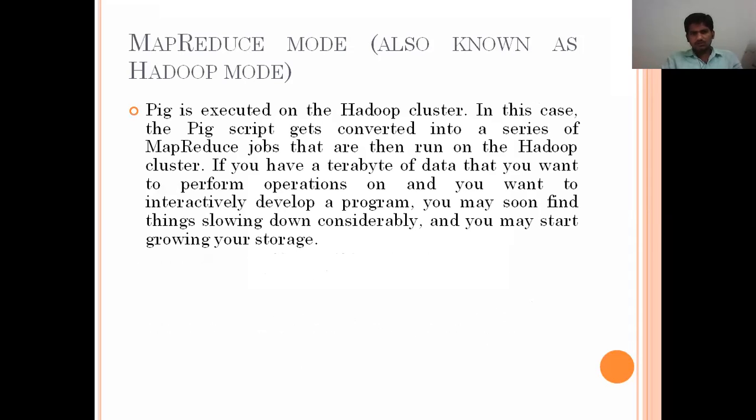Then MapReduce mode is also known as Hadoop mode. Pig is executed on a Hadoop cluster. In this case, Pig scripts get converted into a series of MapReduce jobs that can be run on the Hadoop cluster. If you have terabytes of data, you know what terabytes of data is, a large amount of data that you want to perform operations on, and you want to interactively develop a program, you may soon find things slowing down considerably. And you may start growing your storage. So we can have it.